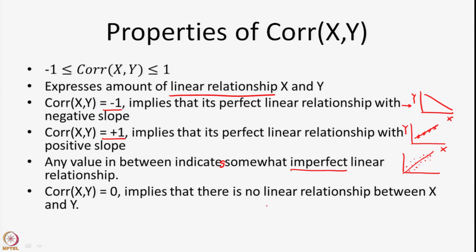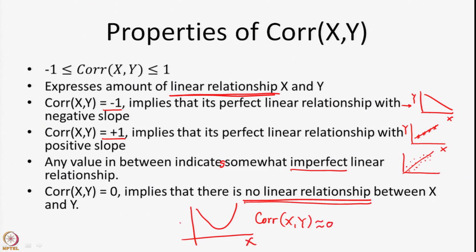When correlation is 0, it implies that there is no linear relationship between x and y. This is very important, there is no linear relationship. That is why I have earlier also noted that it is a linear relationship, and this says there is no linear relationship. For example, if I take a perfect parabola, the correlation between x and y would be approximately 0. This is x and this is y. If you take exact symmetric data points on this parabola, it will become exactly 0. So, it is very important to realize that the correlation coefficient explains only linear relationship between x and y.